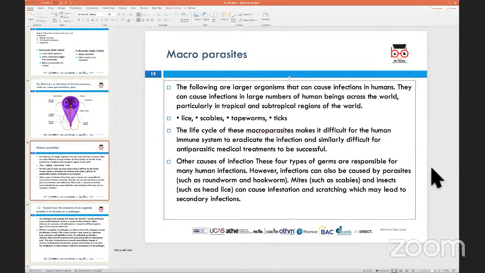So roundworms and hookworms are normally transmitted through open places where pigs feed. They would be transmitted from such open places where pigs and farm animals are, and can pass to the human body. So these are macroparasites, not micro. Micro is something which is not visible to the human eye. Macro can be seen by the human eye, and they can cause infections or some sort of infestation in a human body.